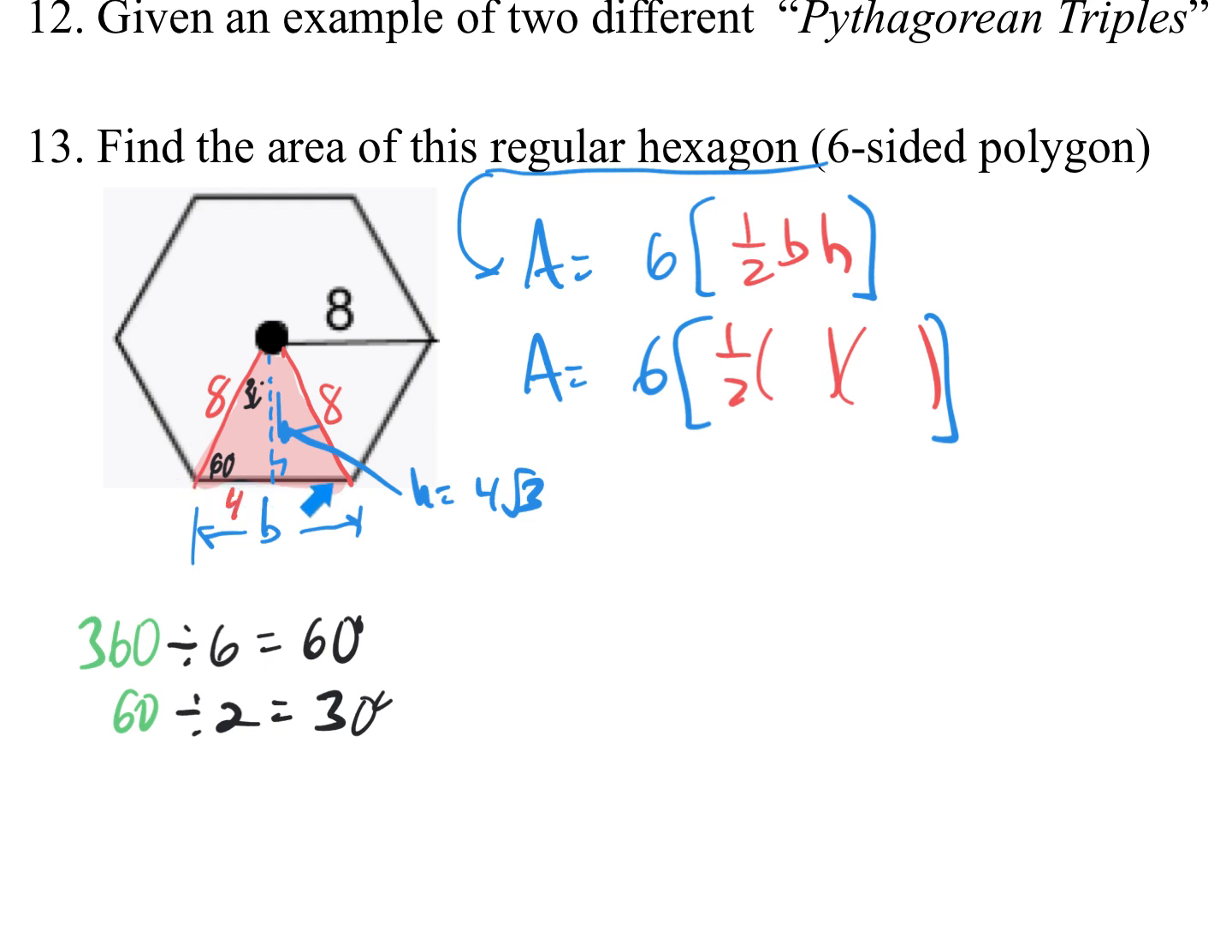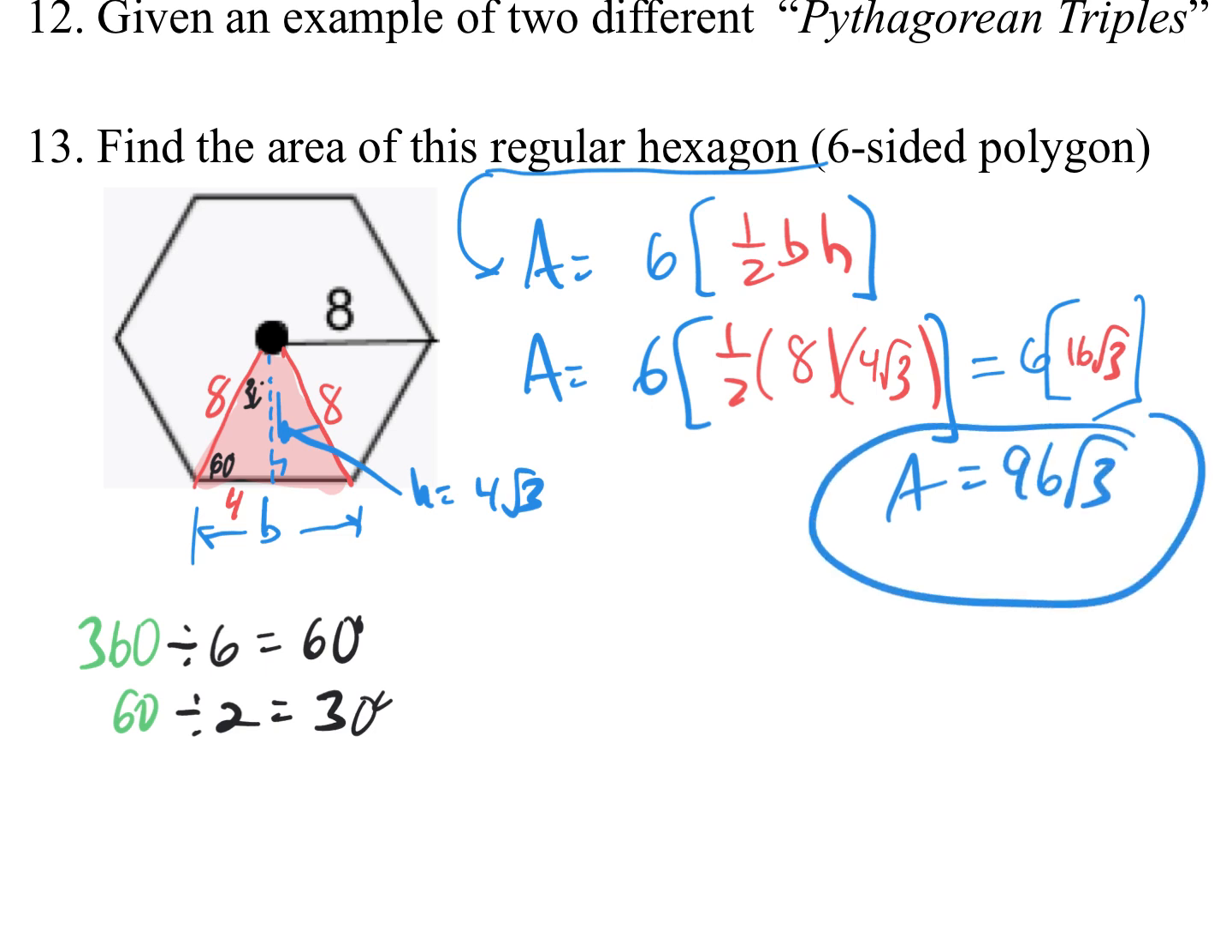All right, so the base of our triangle is 4 plus 4, which is 8. And the height is 4 root 3. Half of 8 is 4. 4 times 4 is 16. 16 root 3. So the area is 96 root 3. Or whatever that is as a decimal when you put this in your calculator.